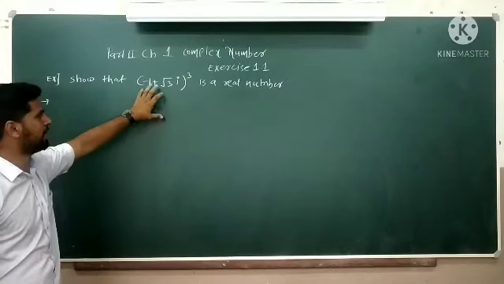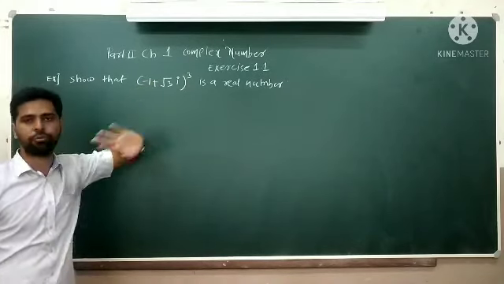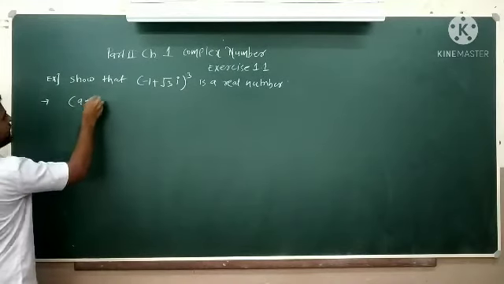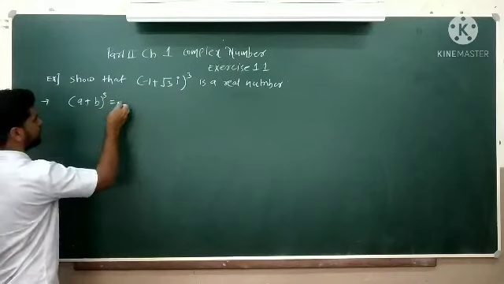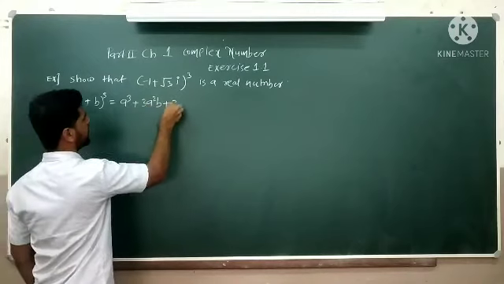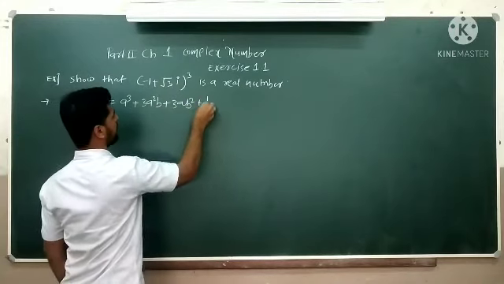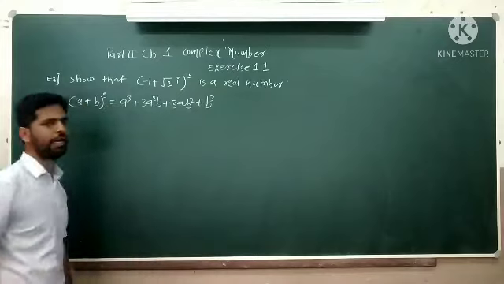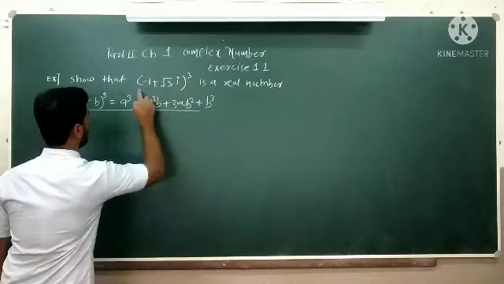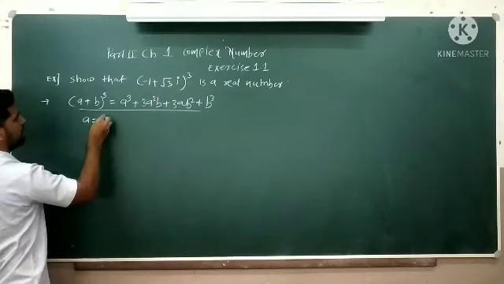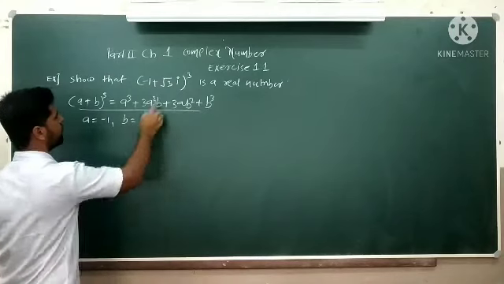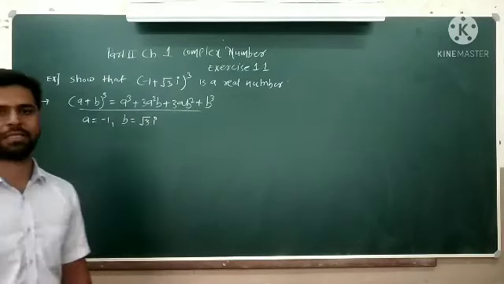The given expression is in the form of a plus b whole cube, right? So can we use that formula here to convert that into a simplified form? What is the a plus b whole cube formula? a cube plus 3 times a square b plus 3 times a b square plus b cube. This is our ideal formula for a plus b whole cube, right? So here we'll take the value of a. What is the value of a? That is minus 1, and the value of b is root 3 i. We have to consider the whole root 3 i as b.